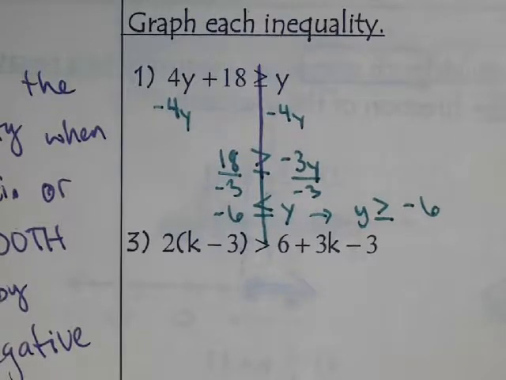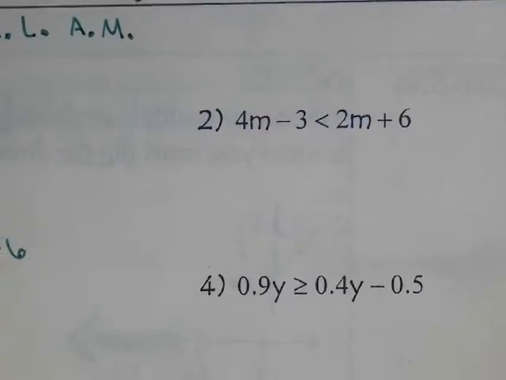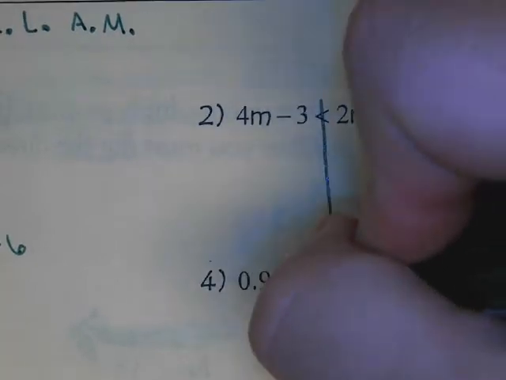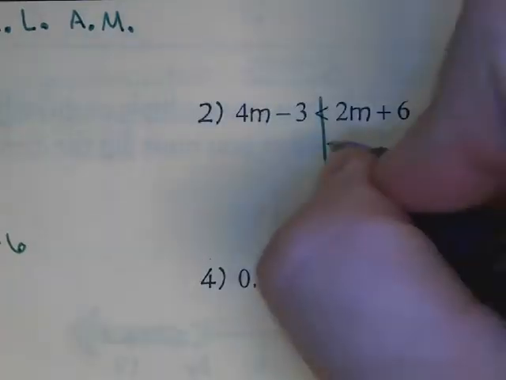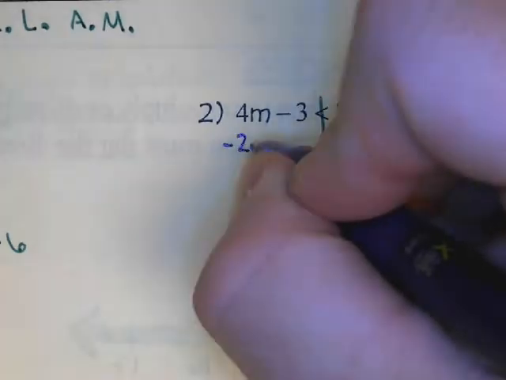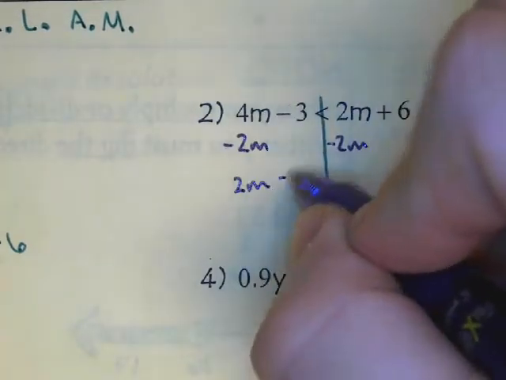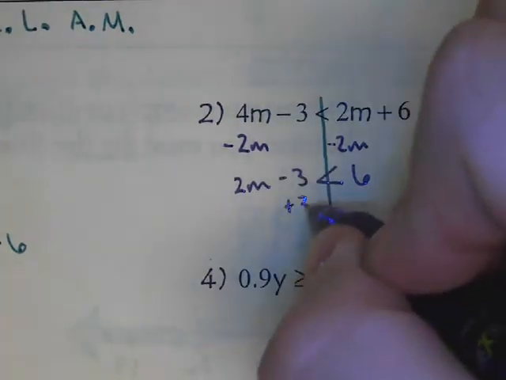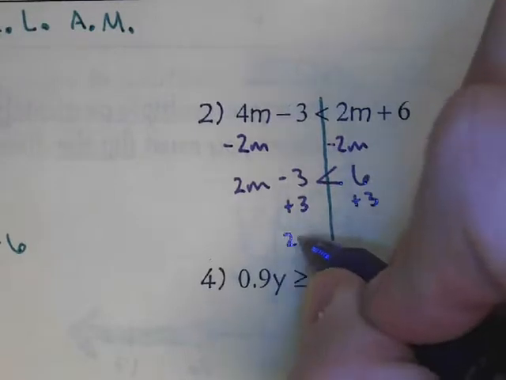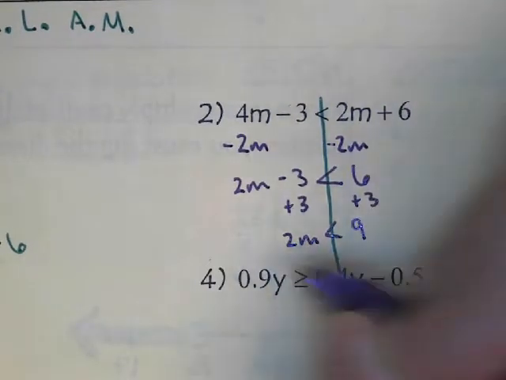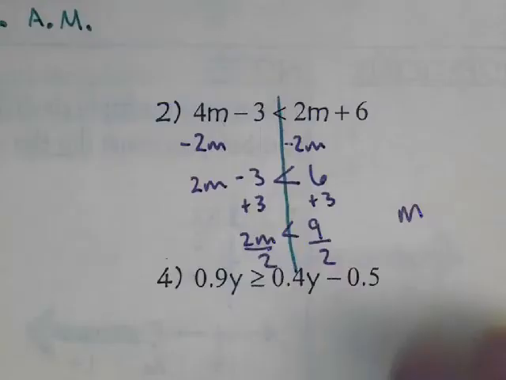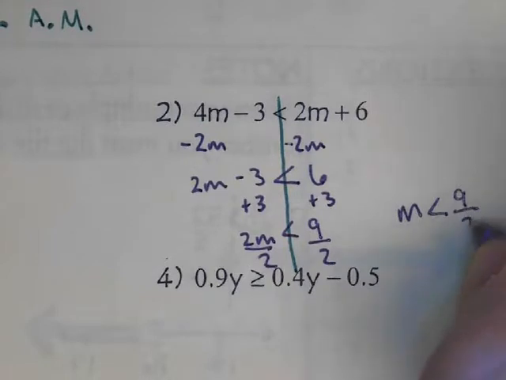Okay, let's do a couple more. Number 2. Again, this will be pretty straightforward. We'll subtract 2m from both sides. So we'll have 2m minus 3 is less than 6. We'll add 3 to both sides. 2m is less than 9. Divide by 2. And m is less than 9/2.